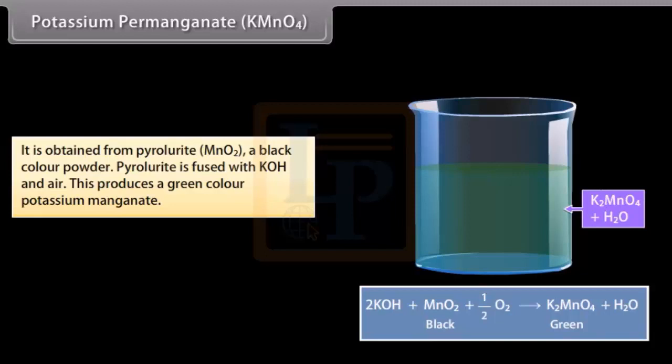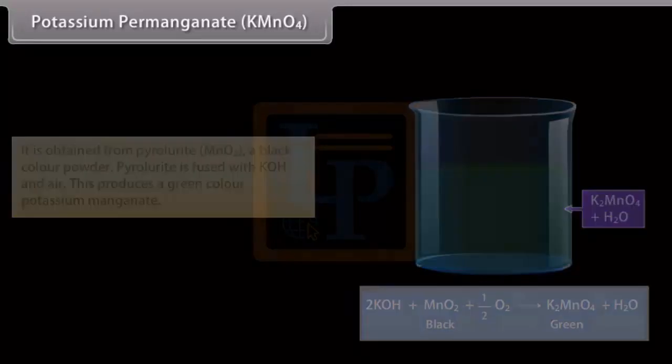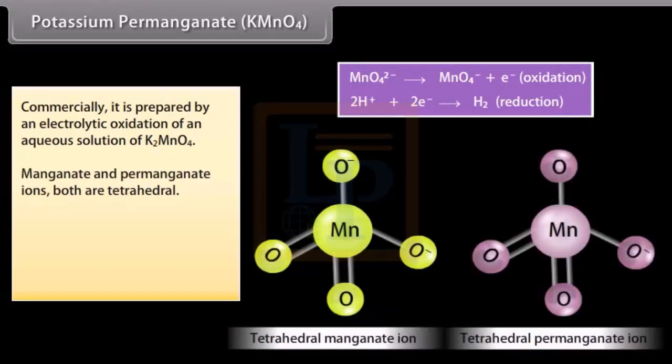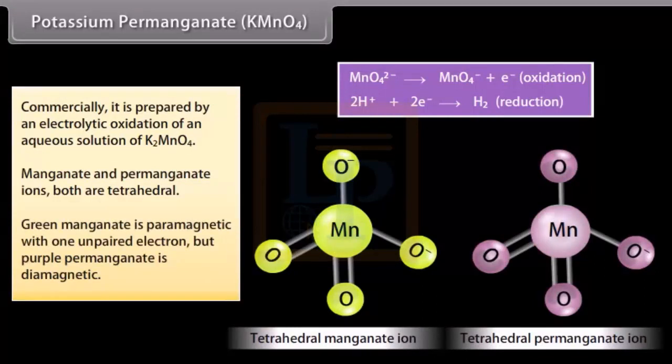This produces a green color potassium manganate. Commercially, it is prepared by an electrolytic oxidation of an aqueous solution of K2MnO4. Manganate and permanganate ions both are tetrahedral. Green manganate is paramagnetic with one unpaired electron, but purple permanganate is diamagnetic.